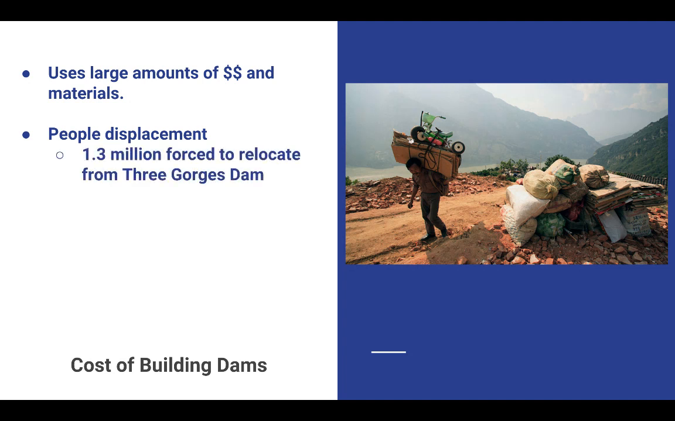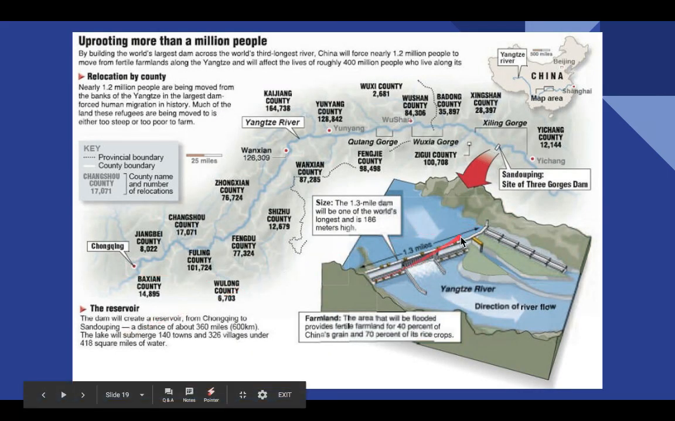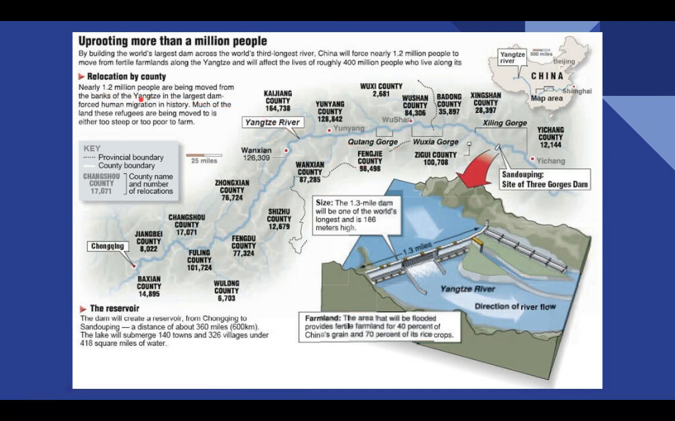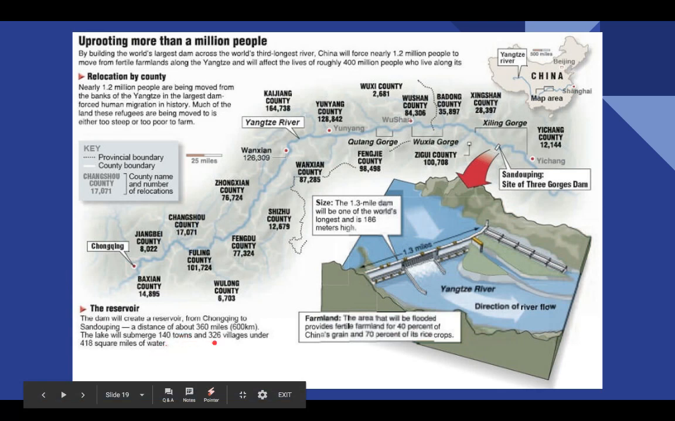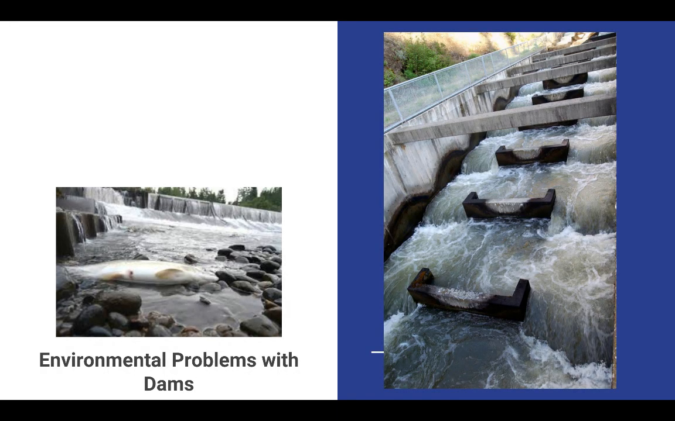Perfect example is the Three Gorges Dam in China. Just looking at it, it's almost a mile and a half across, and you can see that 1.2 million people had to leave the area. And again, to give you an idea of how much water was held back, it took 2 years for that lake, the reservoir, to finally fill up. So again, 140 towns, villages, all this water inundates and displaces a lot of people.